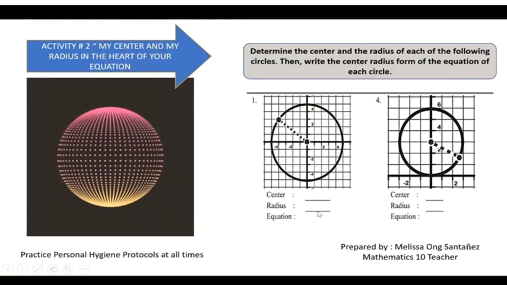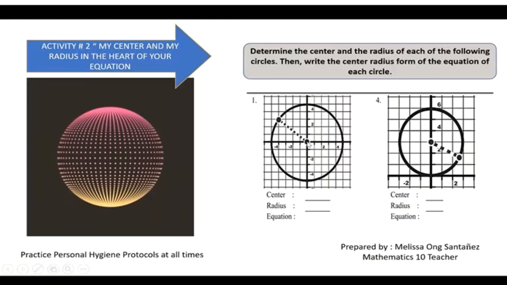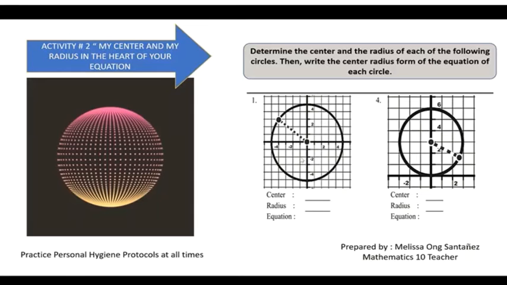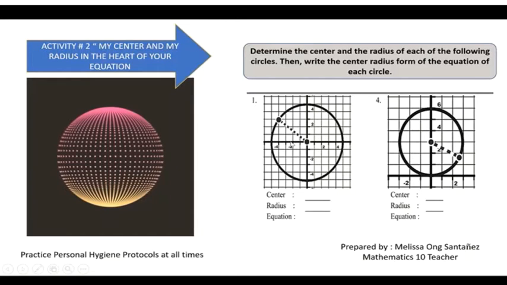Your equation, if your center is at 0, 0, obviously your equation will be x squared plus y squared is equal to r squared. Now, you already found out the r, which is 5 units. So, substituting the value for r, it will be 5 squared.